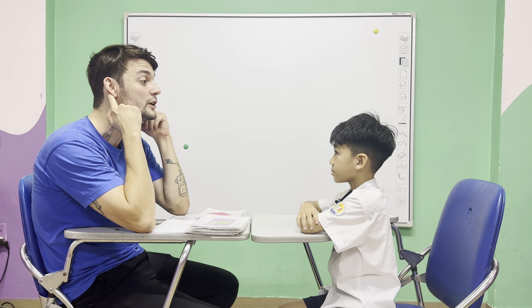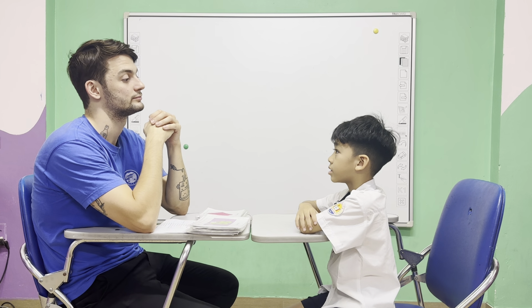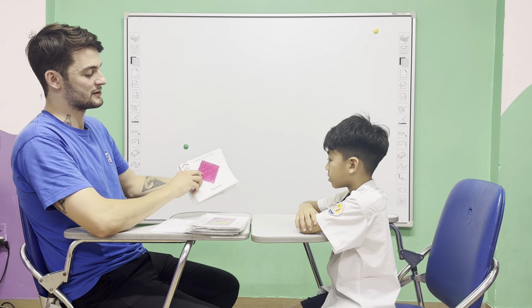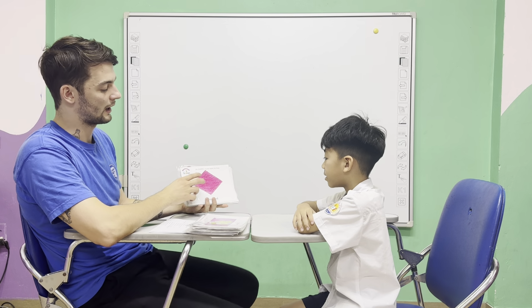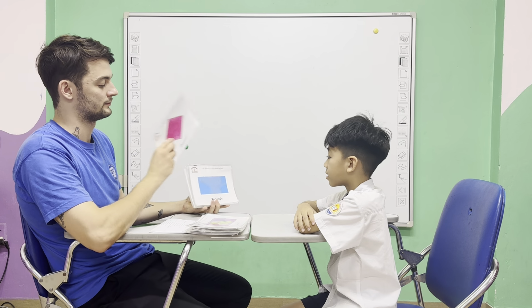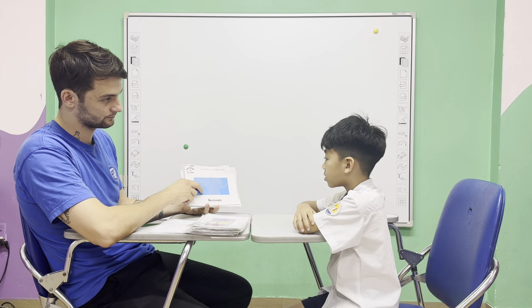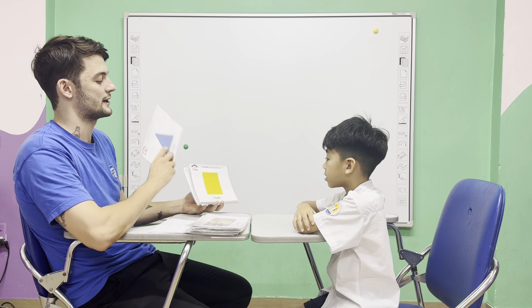How many ears do you have? 2 ears. Mm-hmm. Tell me, what shape is this? Diamond. How many sides? 4 sides. Rectangle. 4 sides. Triangle. 3 sides.